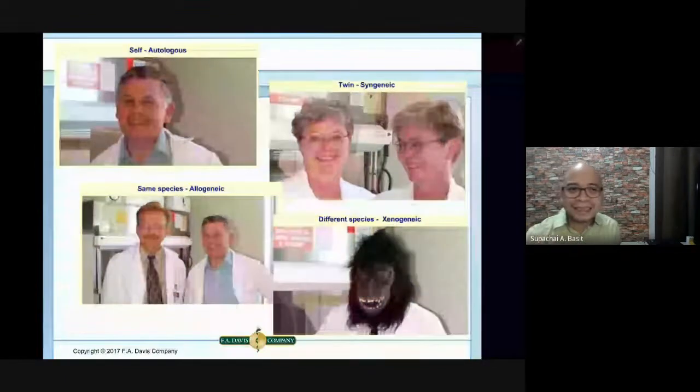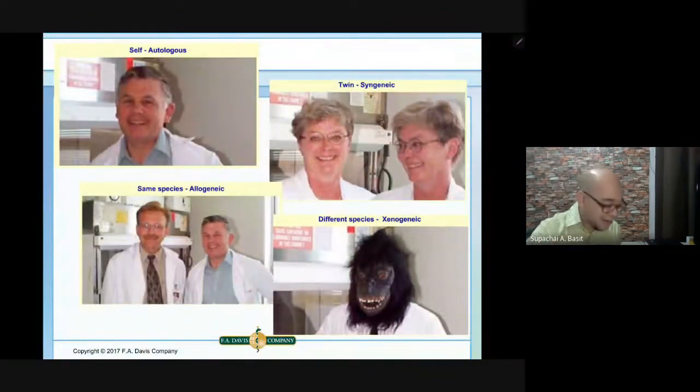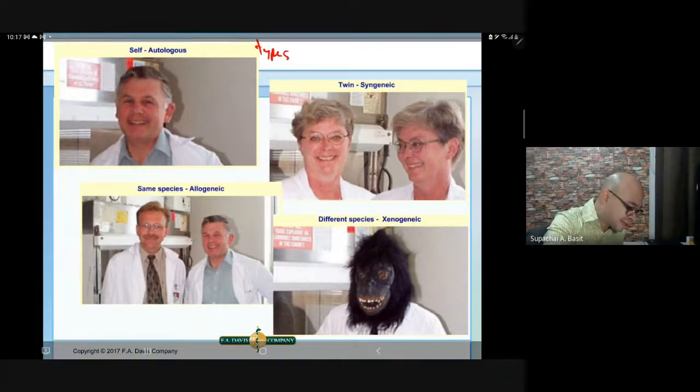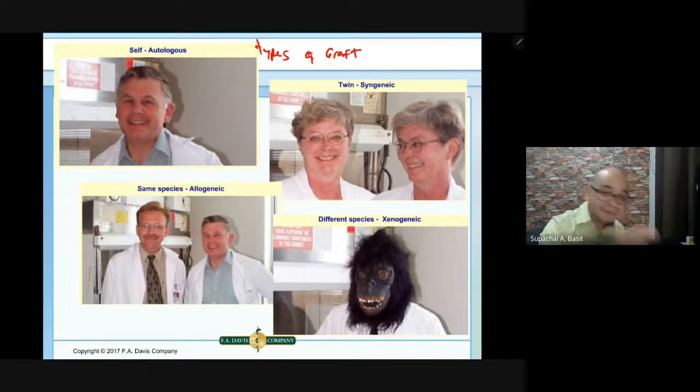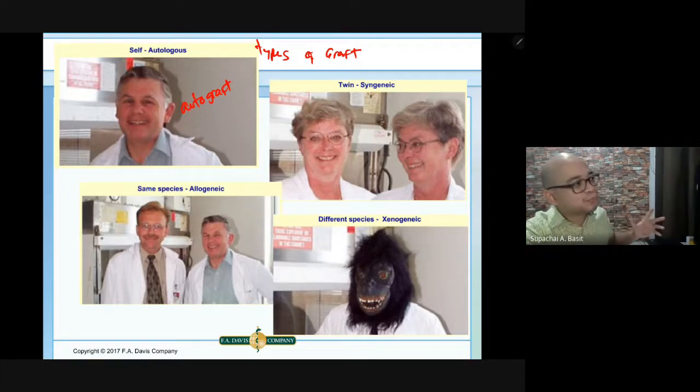So to give you an idea of the different kinds of graft, these are the types of graft. If the graft happens within yourself, that's what you call autologous, or sometimes we call it an autograft. The most common scenario of an autograft happens when a patient got burned and then they harvest tissues from different sites to the burn sites. So that's an example of an autograft.